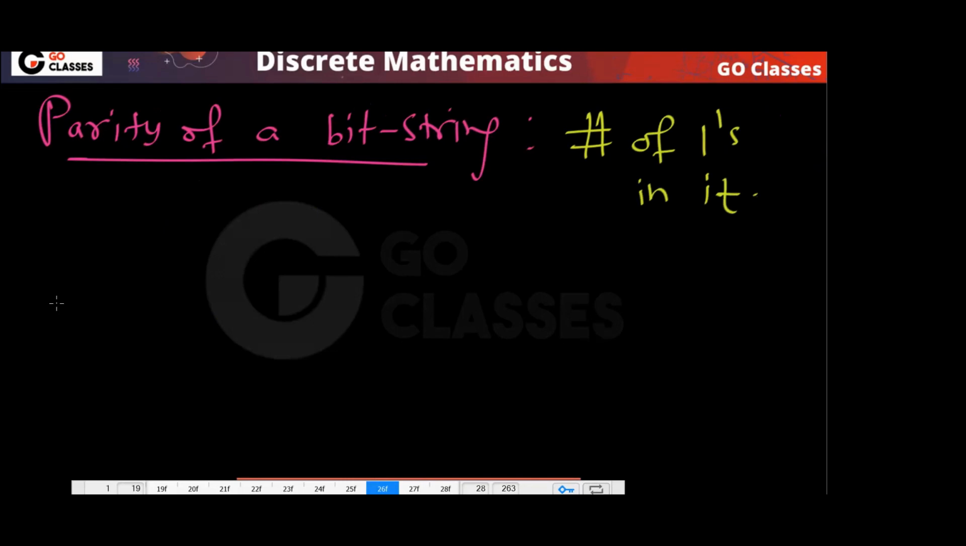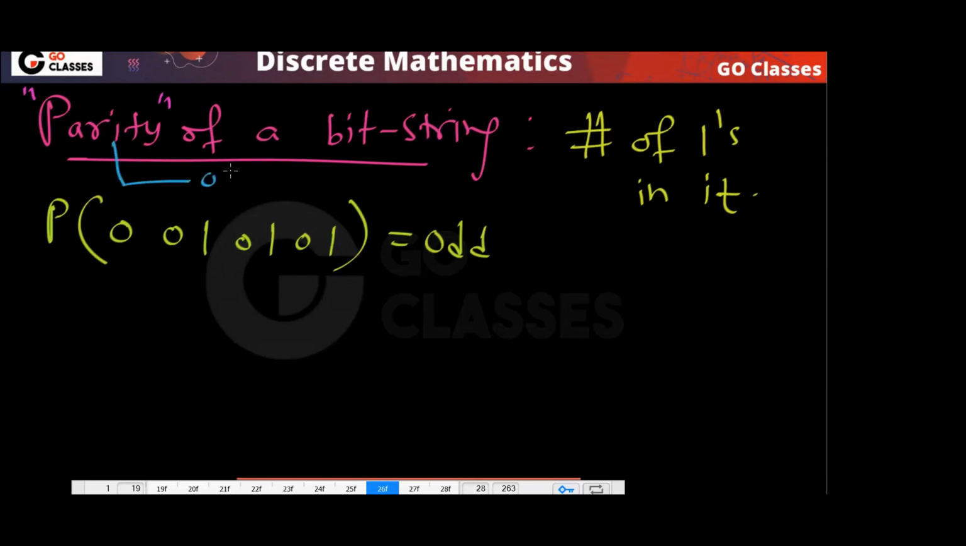Okay, so very simple. What is the parity of a bit string? If I give you this bit string, then what is the parity of this bit string? That is 3, or I can say that it is odd. Parity is odd or even, and that is based on the number of ones in it.